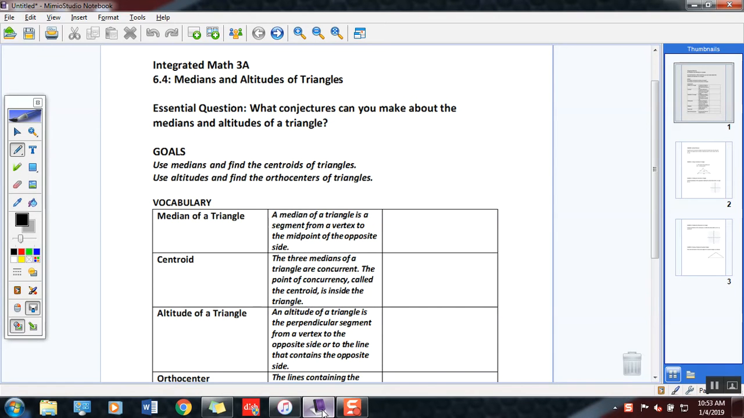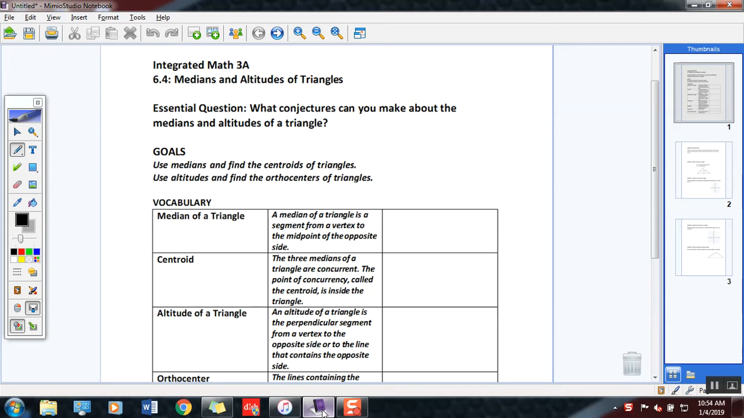We're looking at what medians and altitudes do in a triangle. The first thing we need to understand is what a median is and what an altitude is for a triangle. We already know what an angle bisector and a perpendicular bisector do, so we're going to look at two other parts today. So, 6.4 is titled Medians and Altitudes of Triangles.